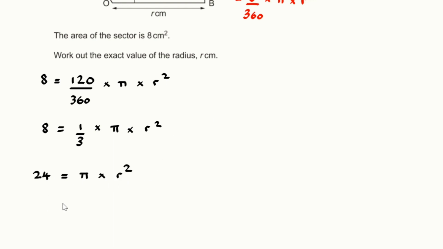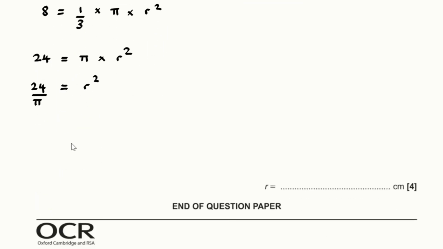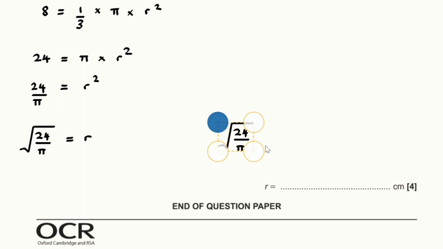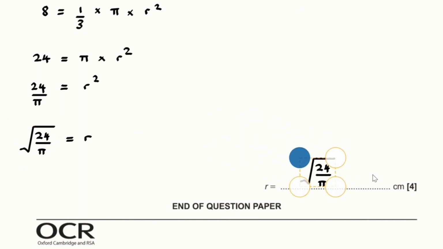Divide through by pi. Radius squared is 24 over pi, square root. You can then see radius is equal to 24 over pi square rooted. So the radius in exact form is square root of 24 over pi.